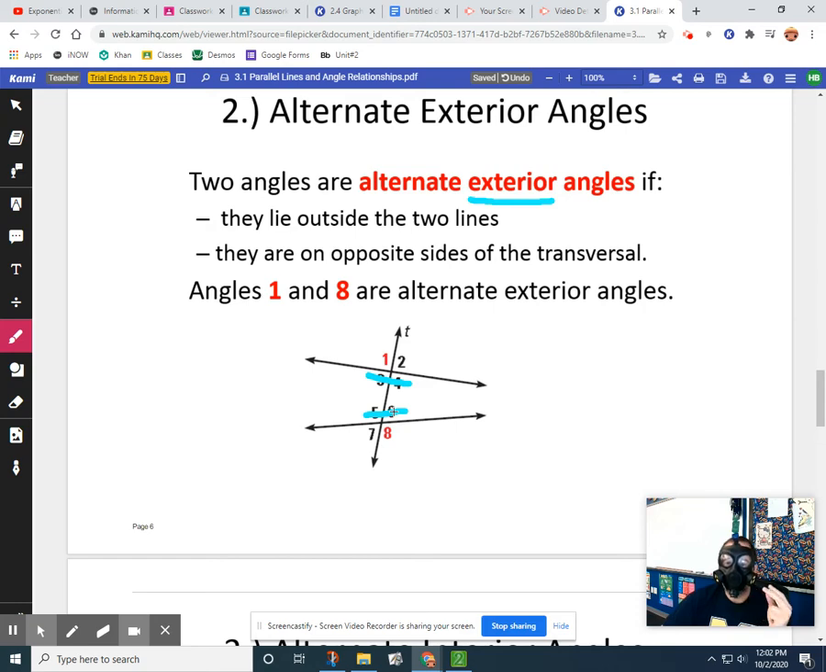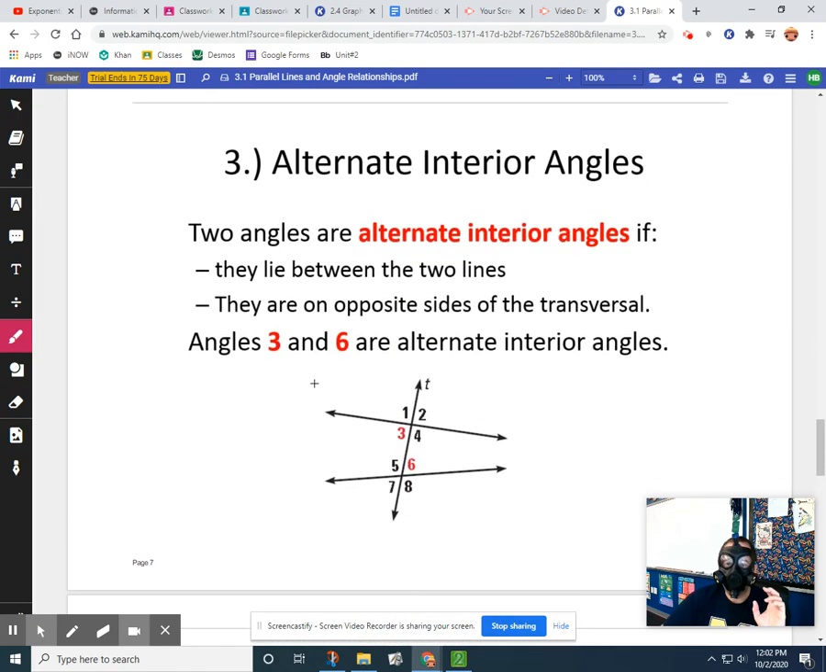Now, that word alternate means two different things. It means that I have one above and one below, and they're on opposite sides of that transversal. I'm going to have one on the left and one on the right. So there's two actual pairs of alternate exterior angles here. I've got angle 1 and angle 8, and I've also got angle 2 and angle 7.